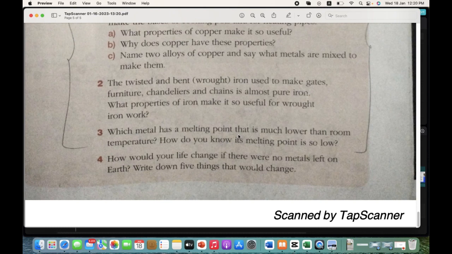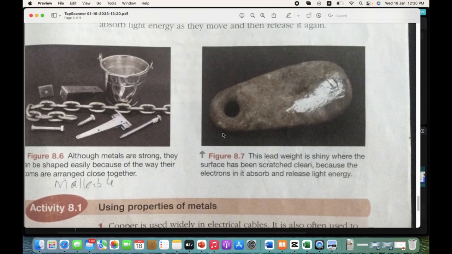Now we're going to take metal again in another format. This is the first part.